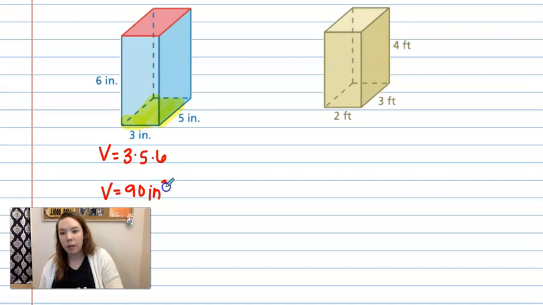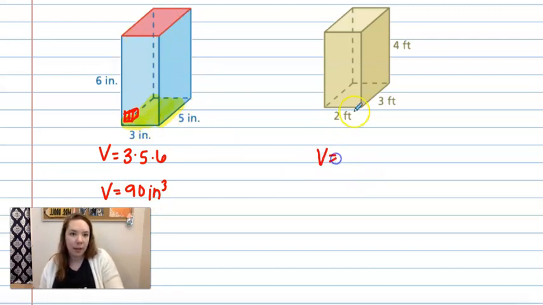Yesterday I talked about how we're taking tiny squares and trying to figure out how many we need to wrap around. For volume, we're thinking of tiny cubes. So you almost think like ice cubes. If ice cubes were 1 inch by 1 inch by 1 inch, we would need 90 ice cubes to fill up this figure.